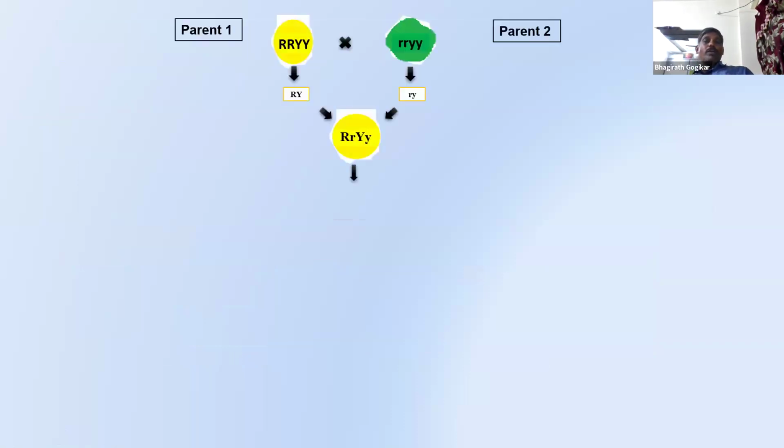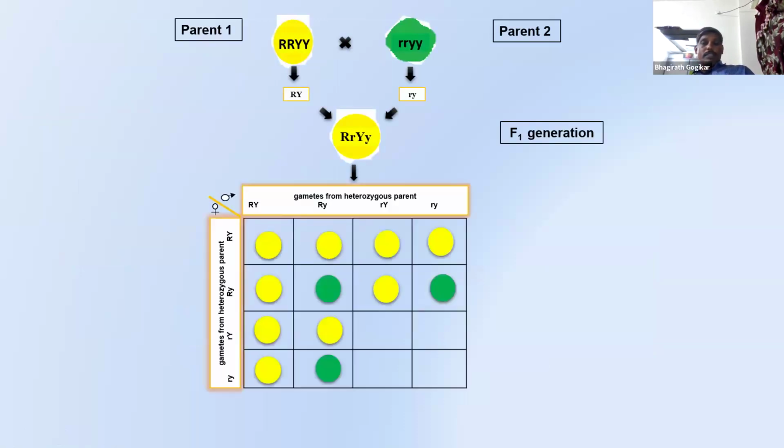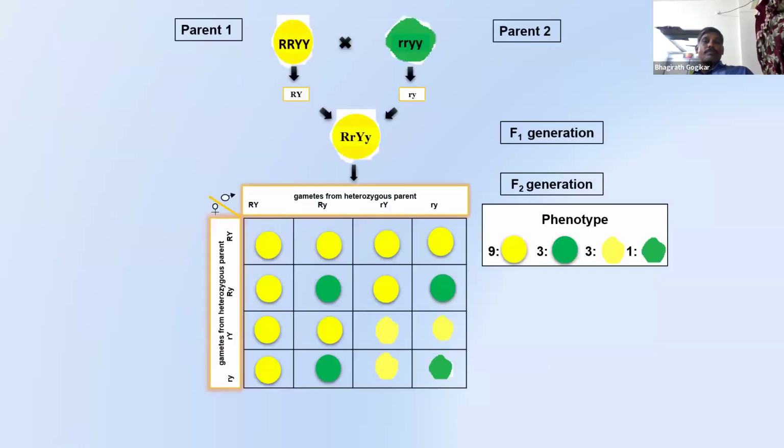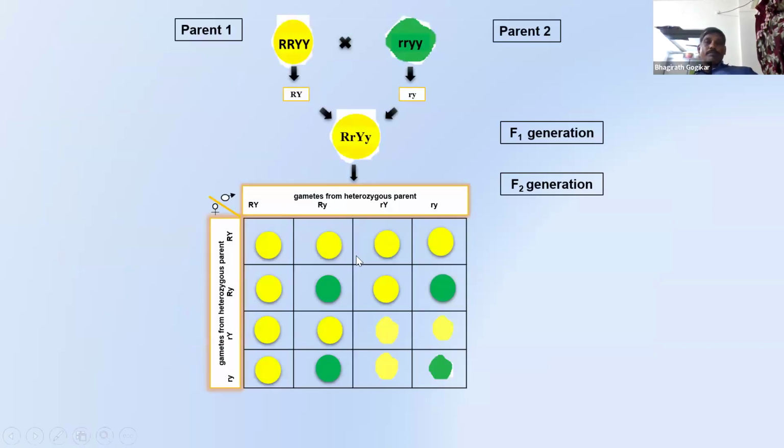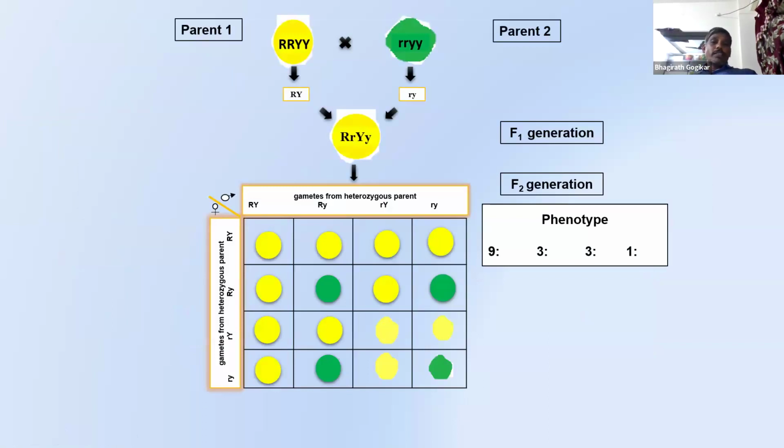So we can go for the second, that is dihybrid experiment. In the dihybrid experiments, we can select two pairs of contrasting characters with respect to the shape of the seed, that is round and wrinkled, and another one is color of the seed, that is yellow and green. So yellow and green and round and wrinkled.